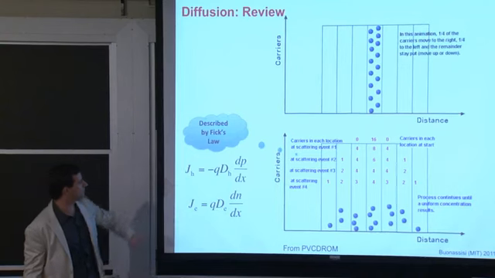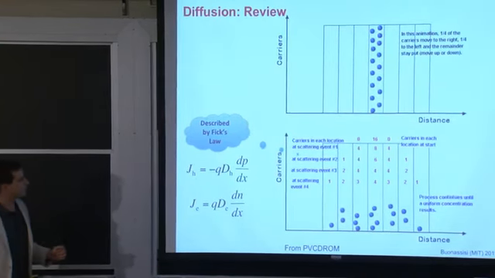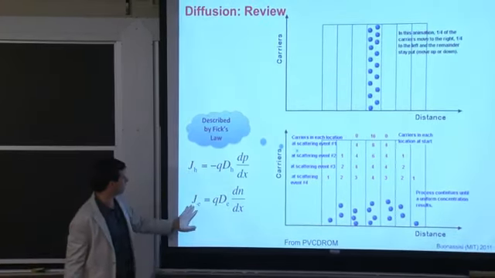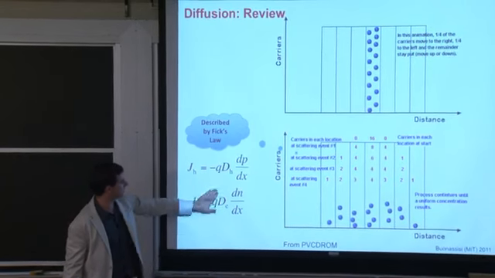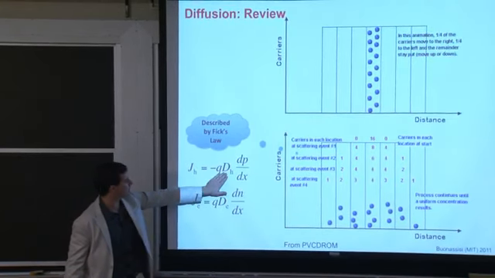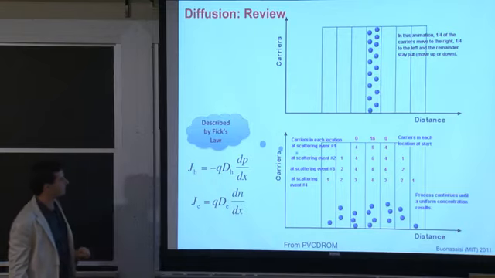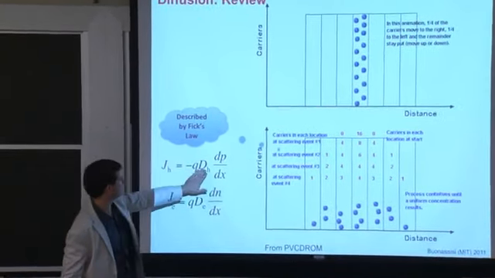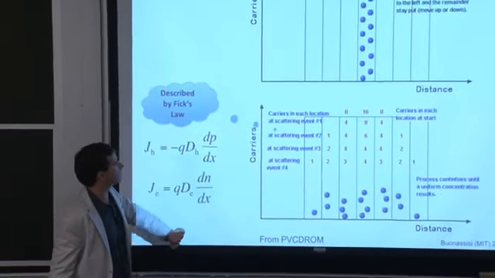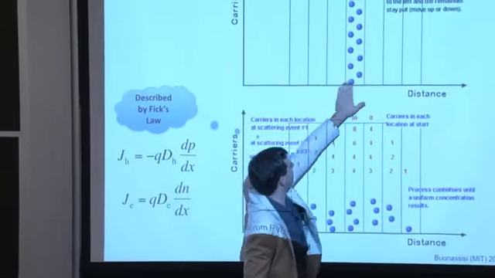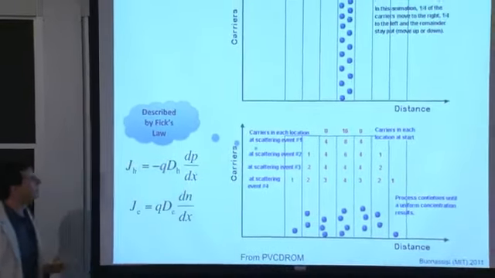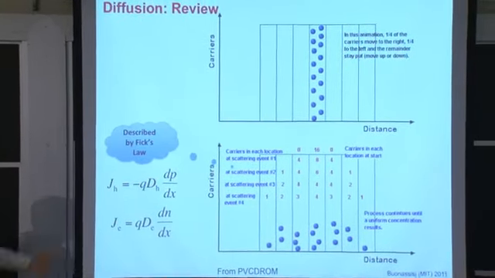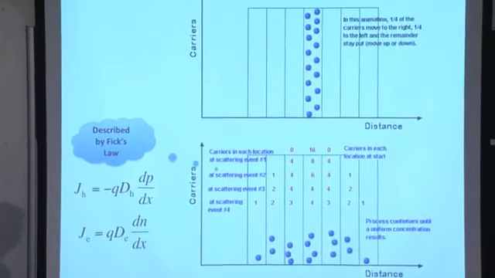If we want to describe a current, we would describe the current of holes and the current of electrons by, again, the charge, the diffusivity, a quantity typically given in units of centimeters squared per second, and the gradient, in other words, the concentration gradient, in this case in one dimension. And that should be review for most folks from physics.